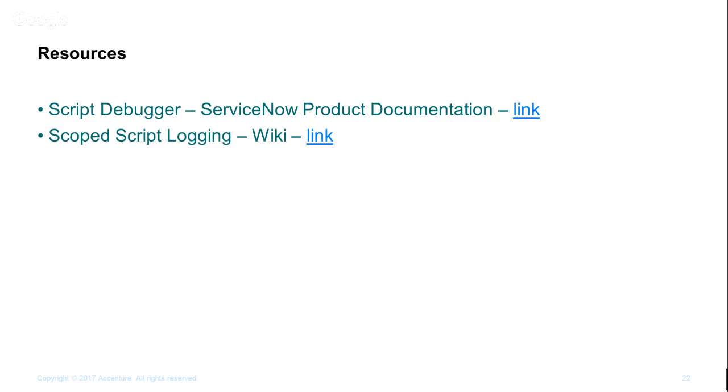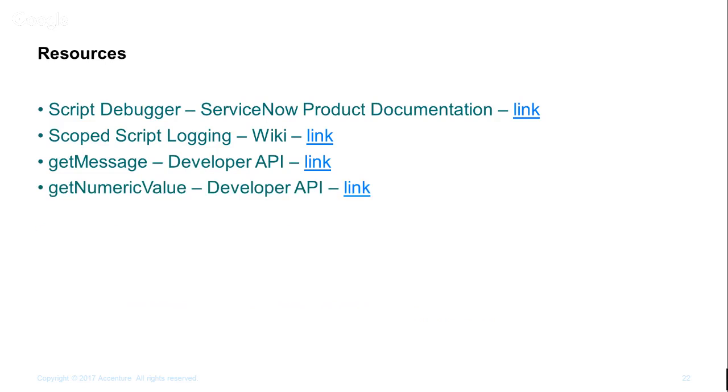Scope script logging is out in the wiki. It is really the older wiki, but it has a couple of really great pieces in it that have to do with the property I just showed you on how to turn on gs.debug. And then getMessage is out in the developer API for scoped applications, and works like a darn. And getNumericValue is also out in the developer API. This is what I use to retrieve the millisecond value for a date time value.